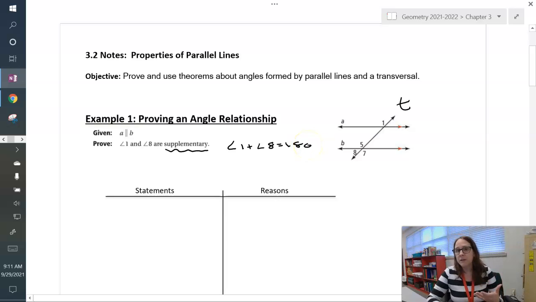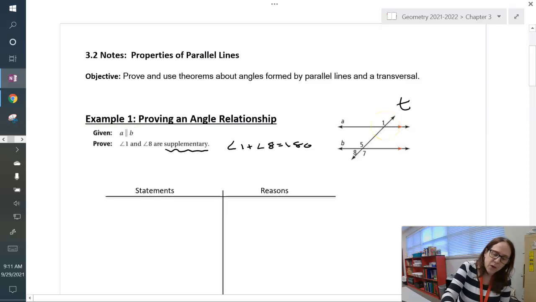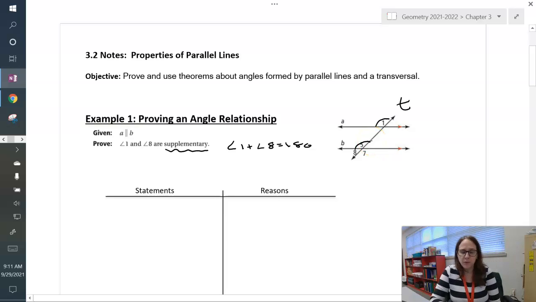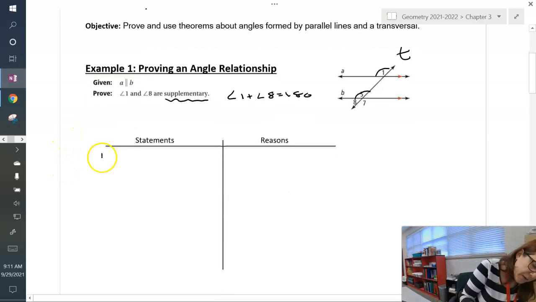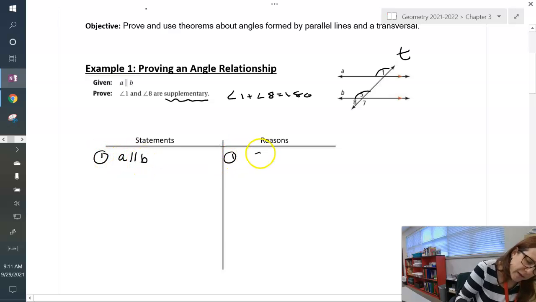So my plan is going to be to start with angle 1. I know angle 1 corresponds with angle 5, so they're congruent. And then angle 5 and angle 8 are a linear pair. So I'm going to go 1 to 5, and then angle 5 plus angle 8 is 180 because of linear pair. And then all I got to do is substitute in. So first thing you do, every time, all the time, is write your given. So A is parallel to B, given.